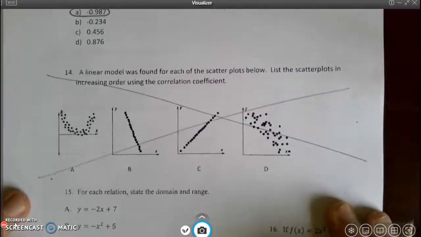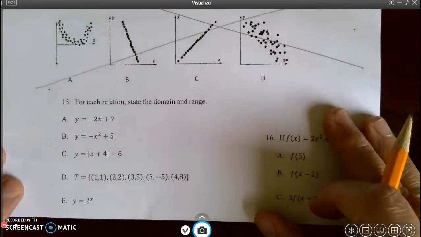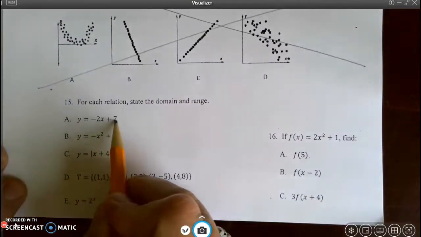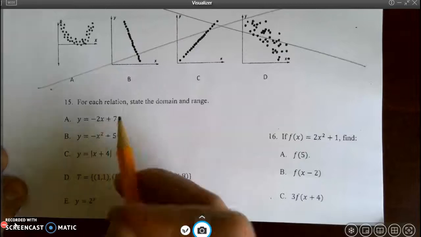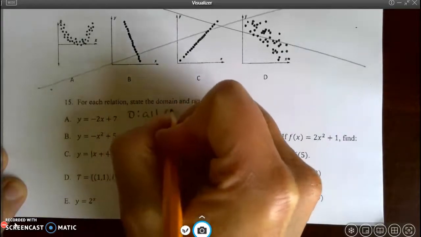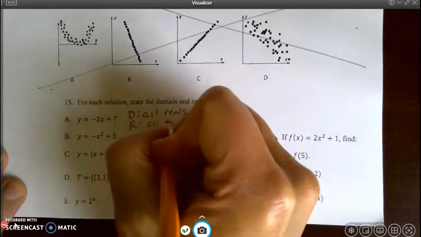And then looking down here at 15, we need to state the domain and range for each one. All right, I know that this is a line, and if I didn't know that, I could put that in my graphing calculator and see it's a line. And all lines have a domain that's all reals, as well as a range that is all reals.